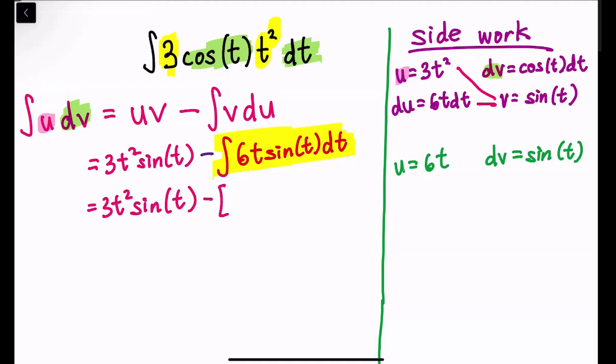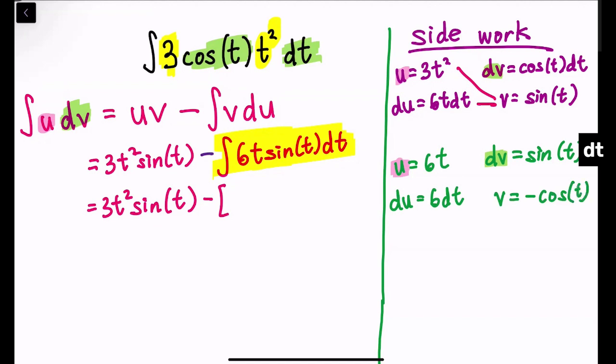Okay, next take the derivative of u. So that's du is equal to 6dt. Next, take the antiderivative of dv. So the antiderivative of dv, which will be the antiderivative of sine, is going to be negative cosine.